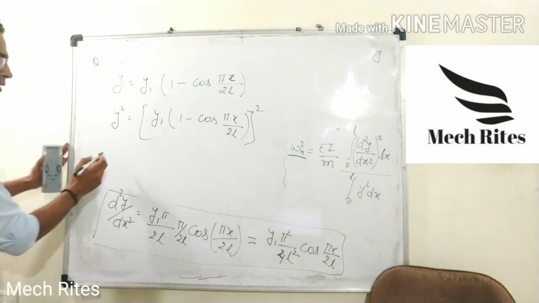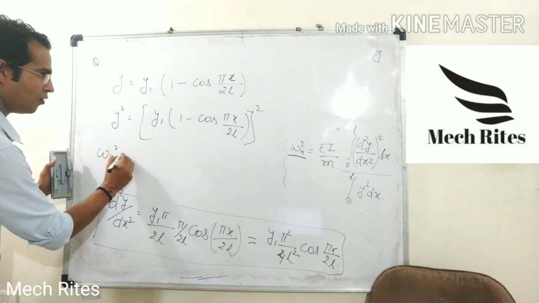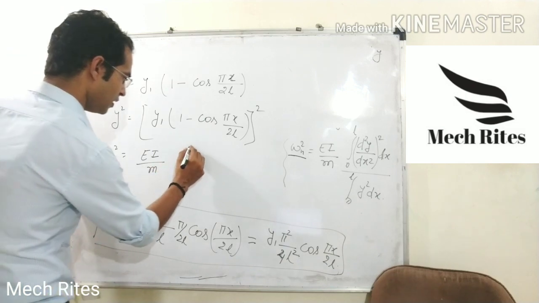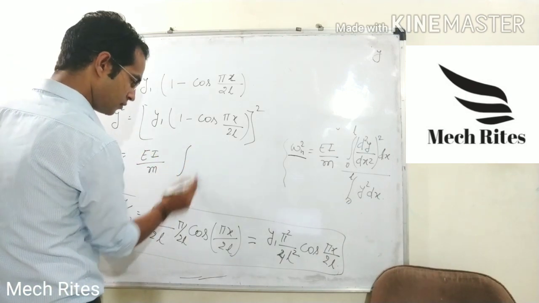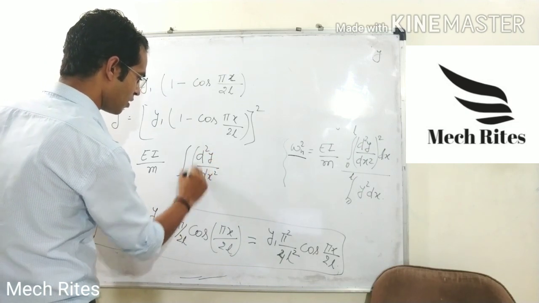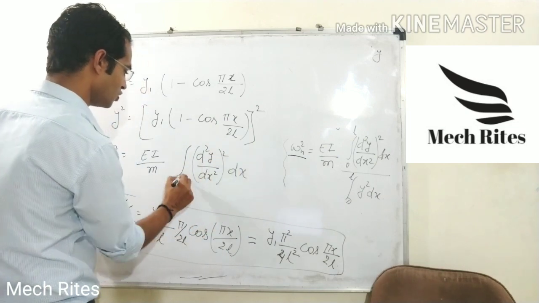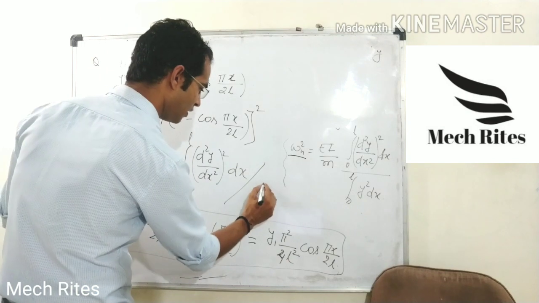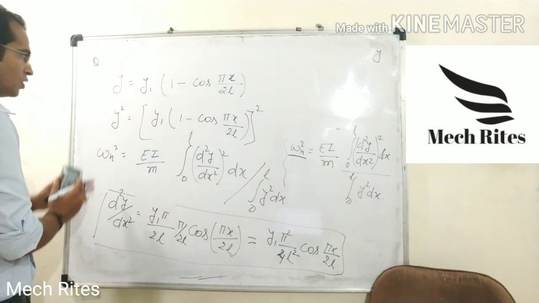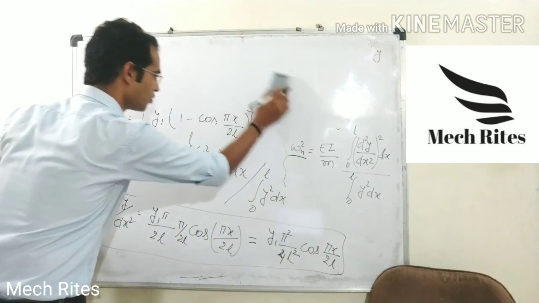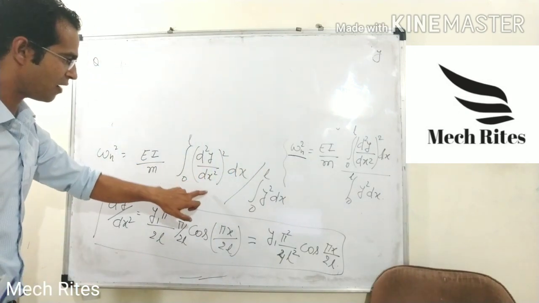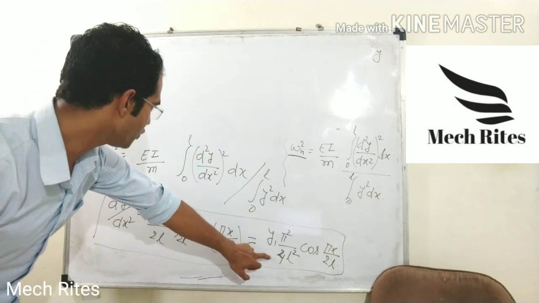So let us see. Omega n square will be what? EI by m, integration of this part, (d square y by dx square) whole square dx from 0 to L, divided by integration of y square dx from 0 to L. So for this particular question we require (d square y by dx square) whole square, so I am going to square it.